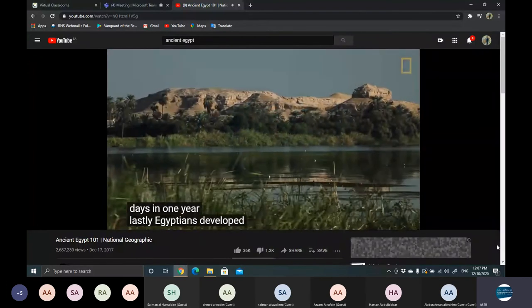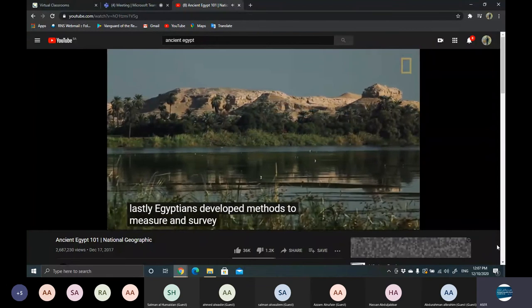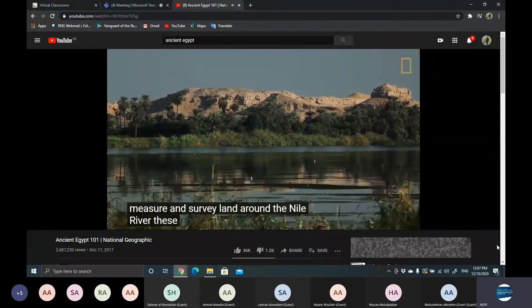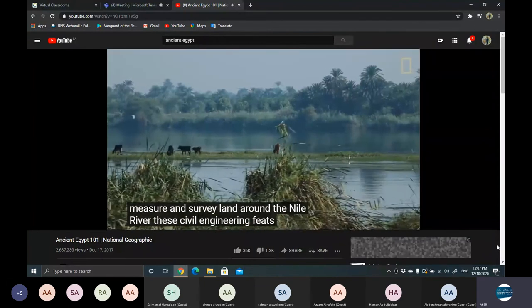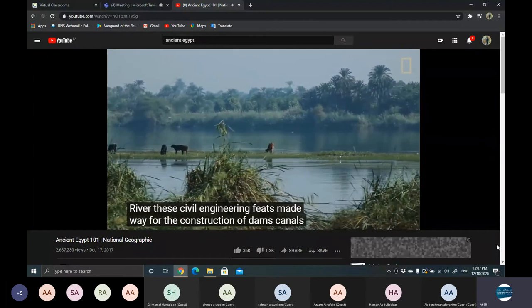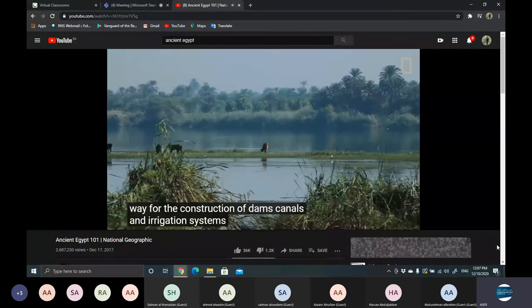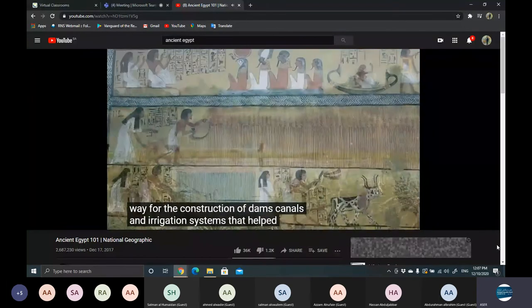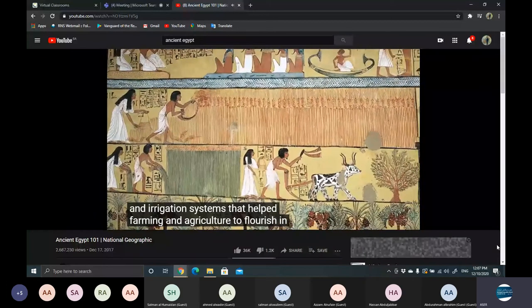Lastly, Egyptians developed methods to measure and survey land around the Nile River. These civil engineering feats made way for the construction of dams, canals, and irrigation systems that helped farming and agriculture to flourish in the Nile Valley.